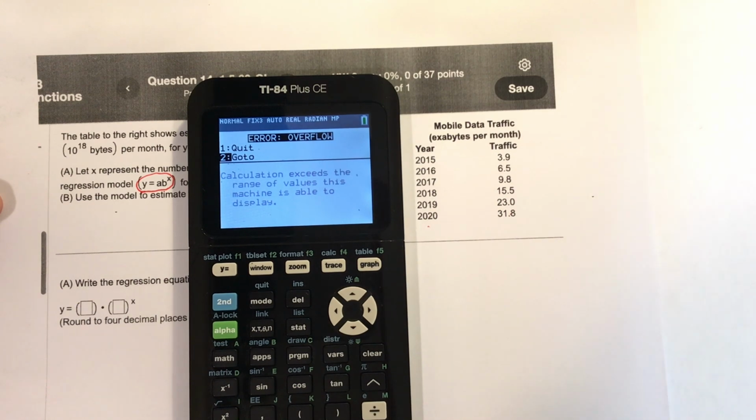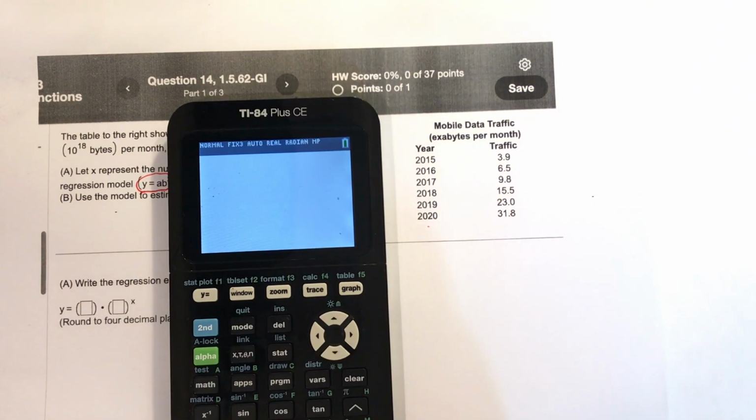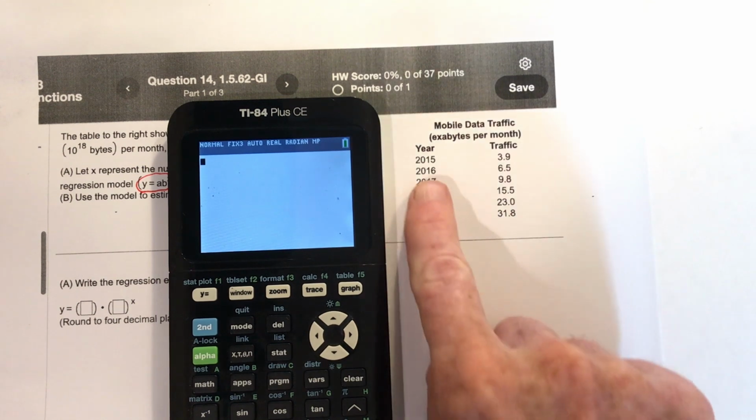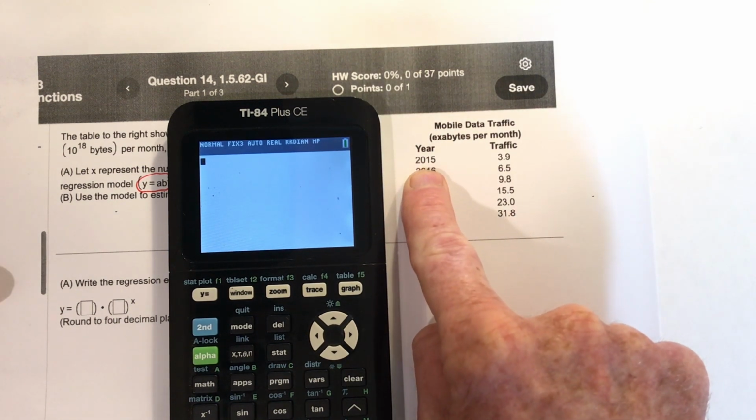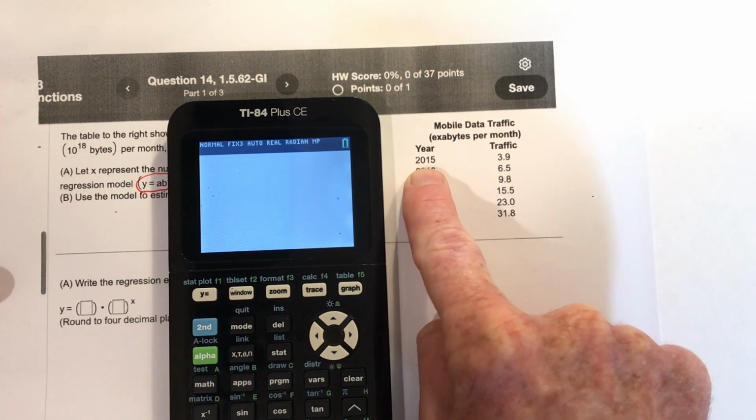Okay, I'm gonna have to pause the video and see what happened. Okay, I figured out what happened. So for some reason, the calculator does not like having all of these numbers.